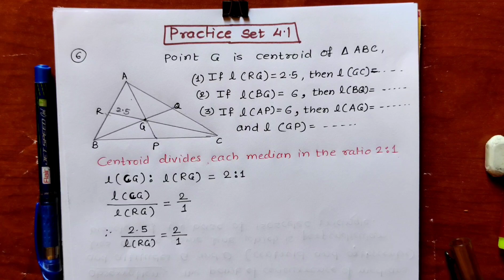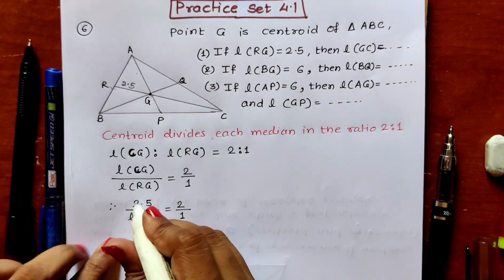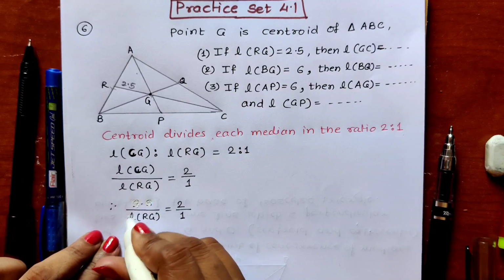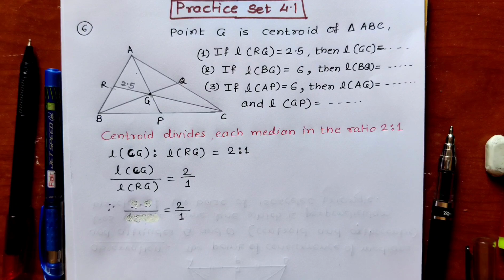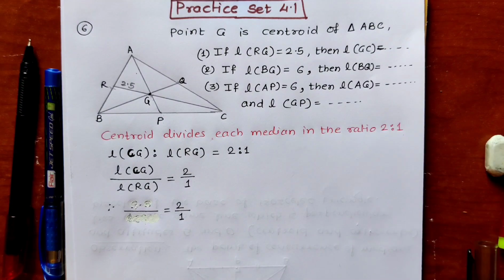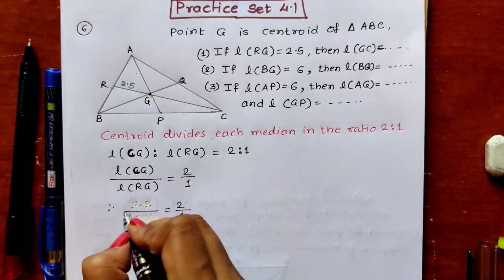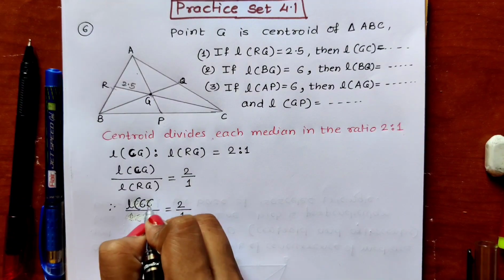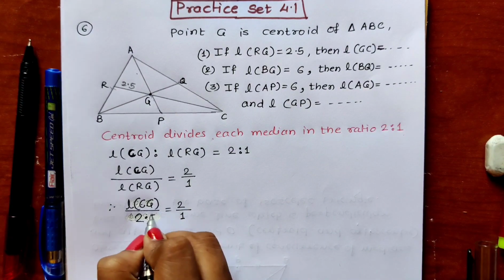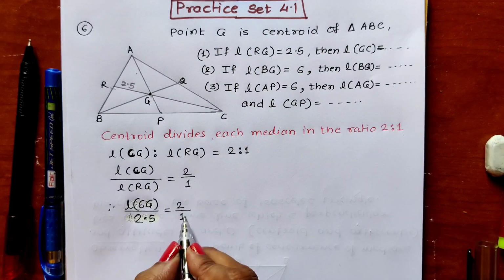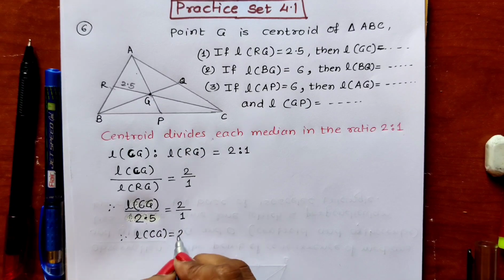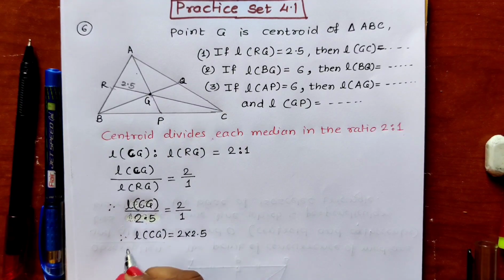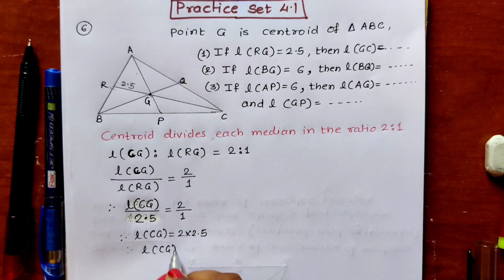Let me do the correction here. CG we have to find out, RG is 2.5. If you cross multiply, CG into 1 will be length CG, and 2 into 2.5, so length CG is equal to 2 into 2.5, which is 5.0.